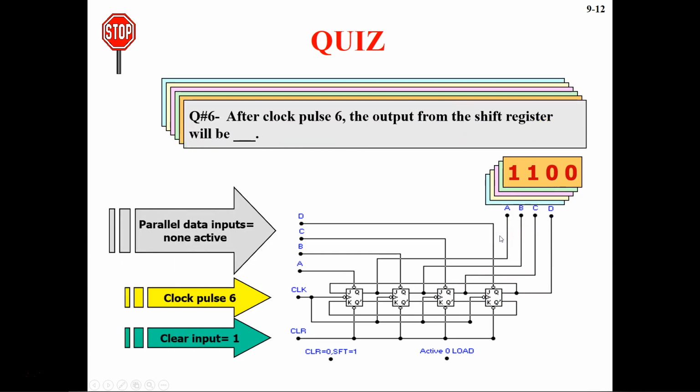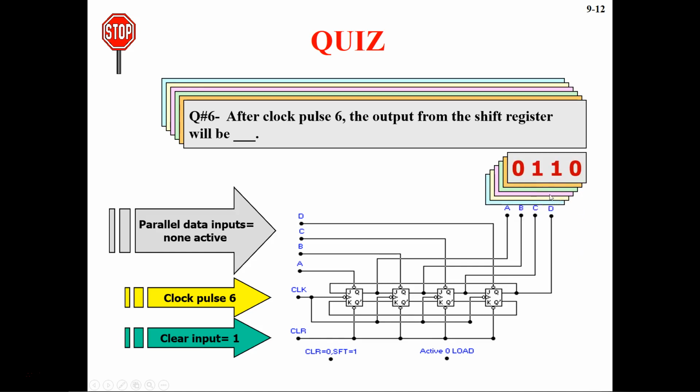At clock pulse 6, all the conditions are the same. What you're going to get: this bit is going to move. So this 0 will go in here, making J equal to 0 and K equal to 1. So this output is going to turn to 0 now. And then whatever the input was previously goes into here, and it will produce 1 here and 1 here. So this bit basically moves to here. So this will become 0 1 1 0.